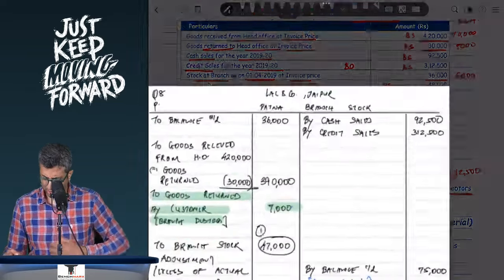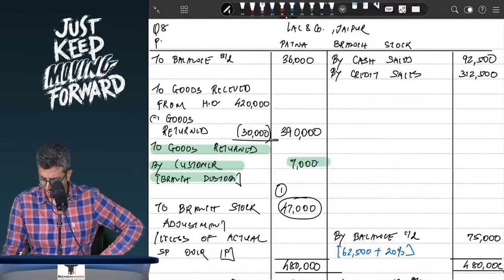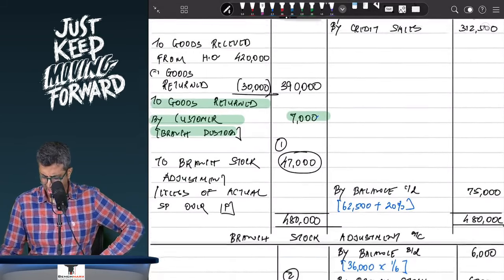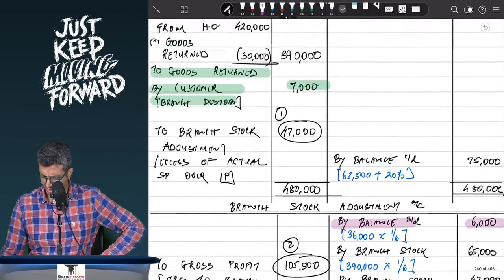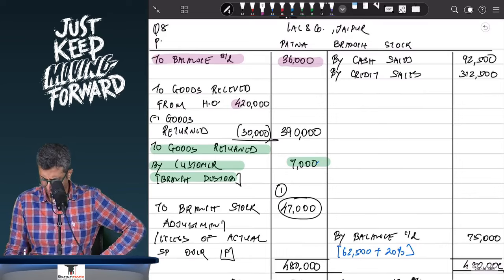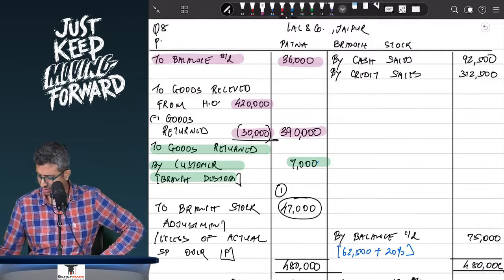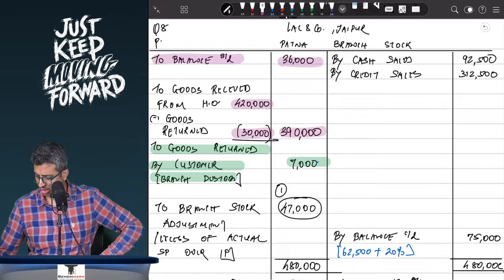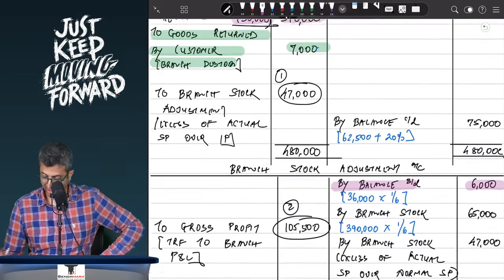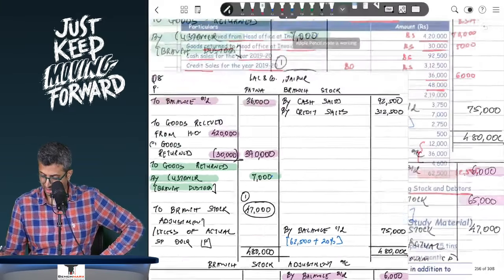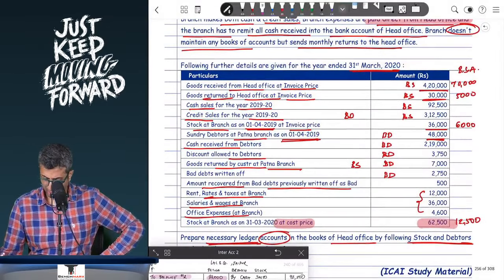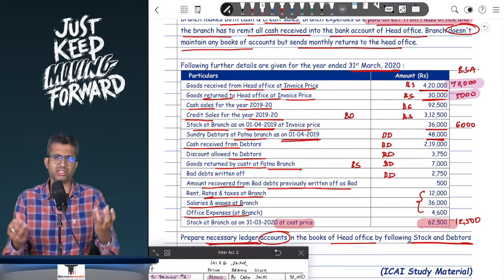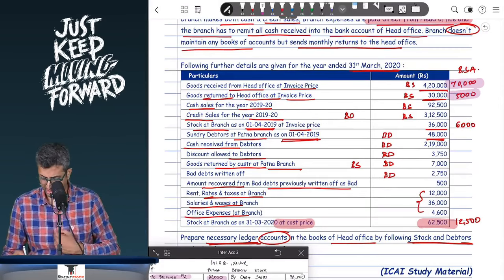If I were to review this, I start with 36,000. इसके ऊपर हमने बोला opening reserve of 6,000. During the year 4,20,000 minus 30 net ही कर दिया, that is 3,90,000. इसके ऊपर net stock reserve 390 divided by 120 into 20, 65,000. अच्छा, हमने क्या किया? We said that okay, there was 70 and there was 5, net करेंगे 65 ही हो जाएगा. It is one and the same.